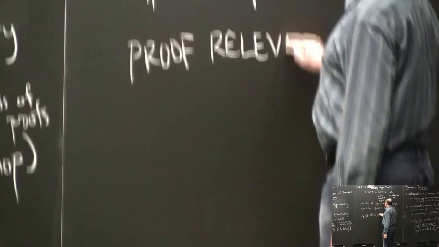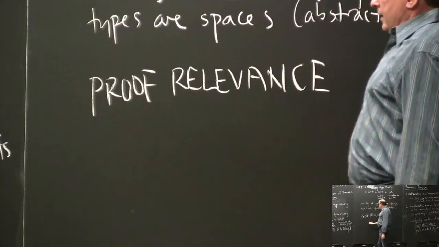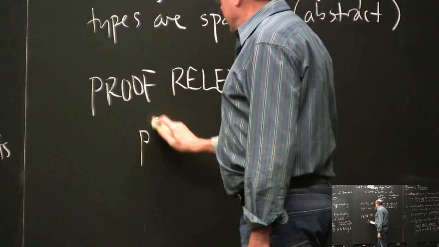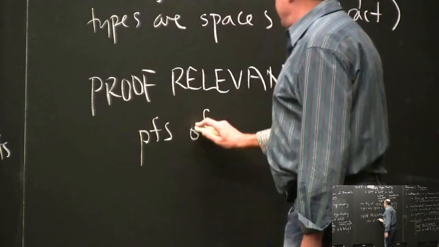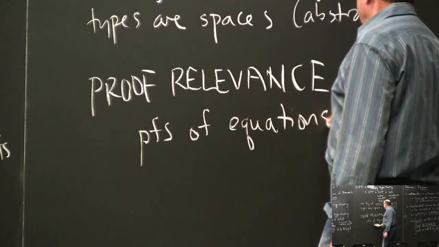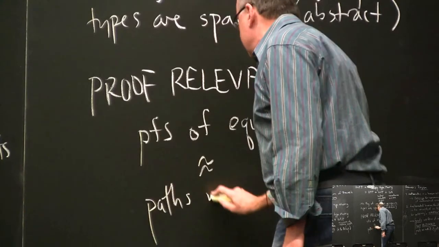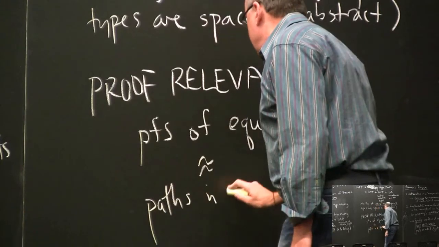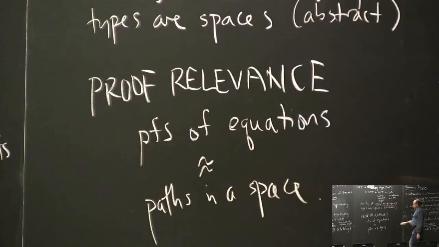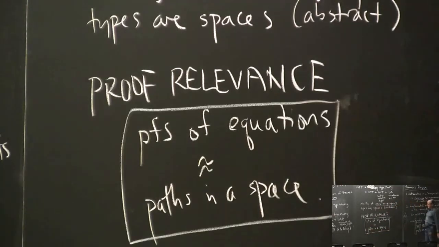to homotopy type theory. And in particular, we're going to establish some kind of relationship: proofs of equations are going to be somehow related to the notion of homotopies or paths in a space. This is the critical idea. The core of homotopy type theory is exactly to develop this analogy. That's what we're going to do.